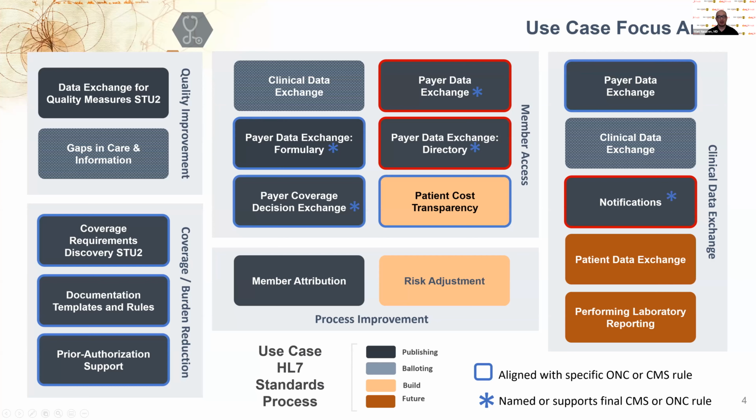We have a number of guides around member access that are named in the CMS Patient Access API rule that allows patients to receive their clinical data from payers, as well as knowing what formulary medications they're on, as well as the tiers of those medications, and then a FHIR-based provider directory that lets them find out who is in their provider network based on the plan. So those are all really important and are going into implementation in July. So these are a great way to engage and give more information to members.